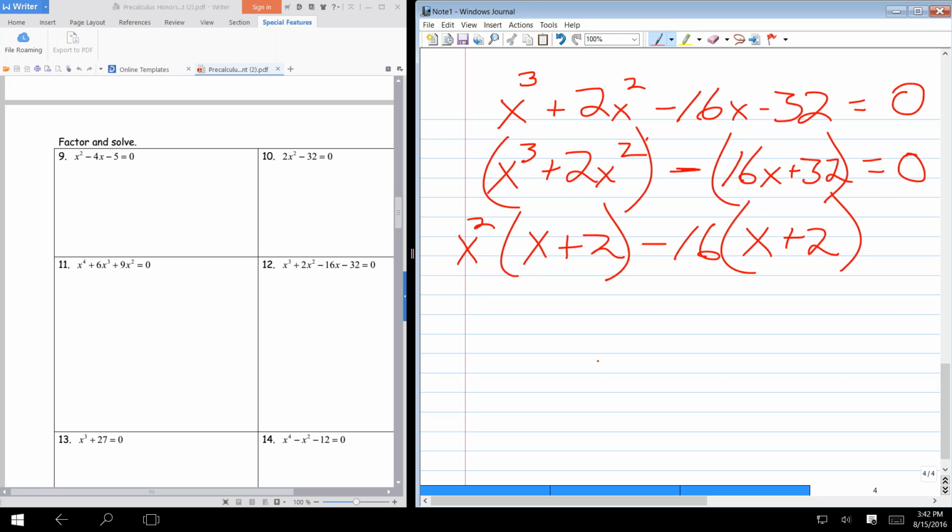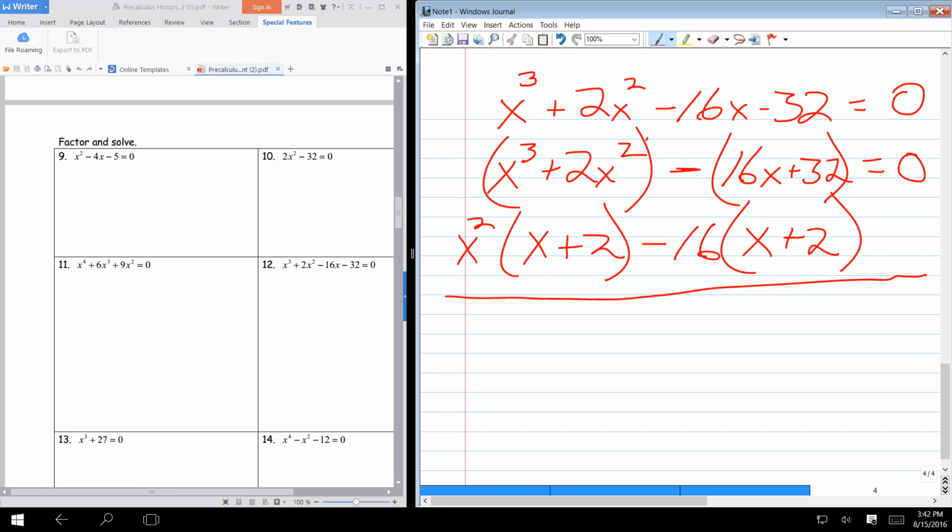And it only works if these ratios are the same ratio. But notice that if I had made that mistake and left it minus 32, not spotted it, then this would be x minus 2. Well, I can't do anything with an x minus 2 and an x plus 2. But I can do something with that.